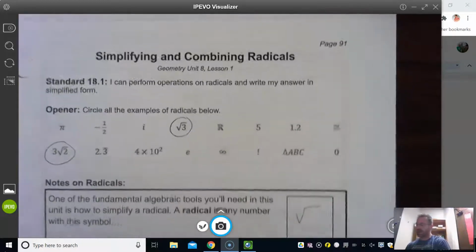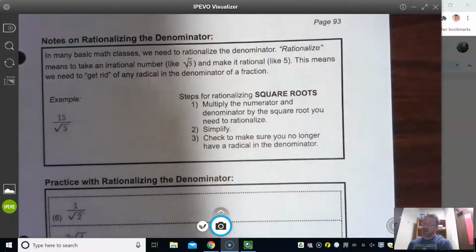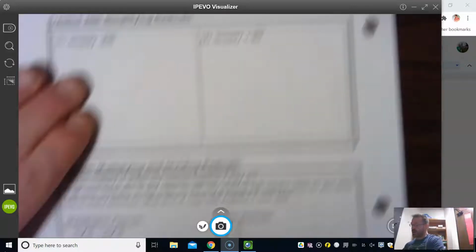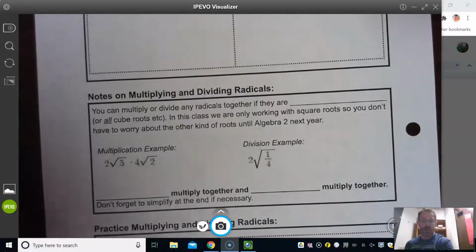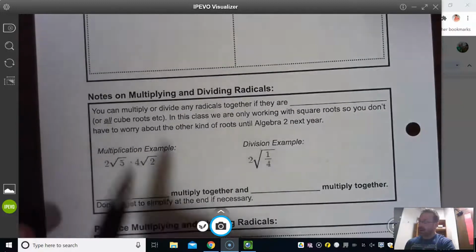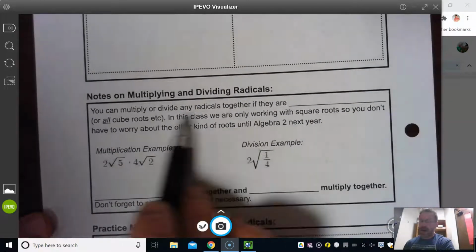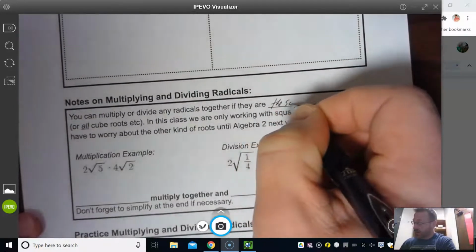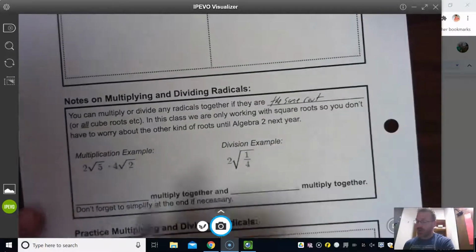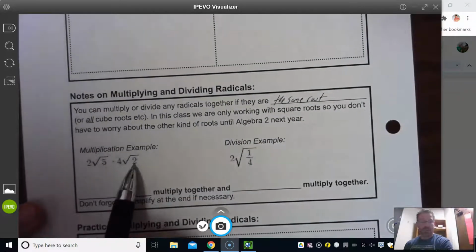All right, so let's go ahead and flip. Okay, and then I'm going to skip problems 1 and 2, and I'm going to go down here to the notes on multiplying and dividing radicals. So when we multiply or divide radicals together, they have to be the same root. That means they have to have the same root like this.